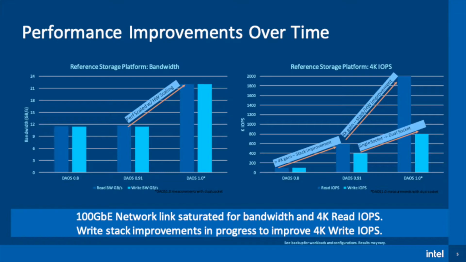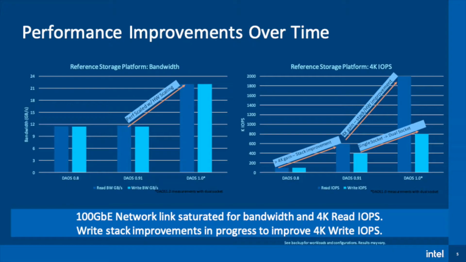So moving on to performance improvement over time, let's take a look at bandwidth and IOPS. The chart on the left shows bandwidth evolution from DAOS 0.8 to DAOS 1.0. And you can see right from the start, we were able to saturate the 100 gig network link with DAOS 0.8 through DAOS 1.0. Going from DAOS 0.91 to DAOS 1.0, we moved from single socket to dual socket, and the performance scaled with hardware scaling. So a pretty uneventful story for bandwidth saturation for read and for write.